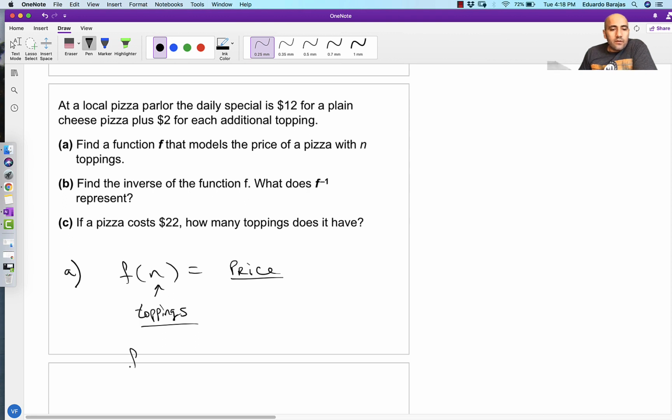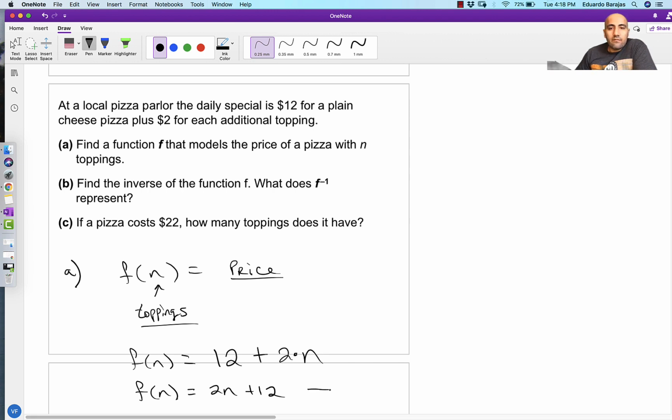Okay, so f of n, the price, well, it's $12 for a plain cheese pizza plus $2 for each topping. So I think it doesn't take much to realize that the answer is going to be $12 plus $2 times n. Or if we just flip it around, this is going to be equal to 2n plus 12. Part A. Part B says find the inverse of the function, and what does f inverse represent?